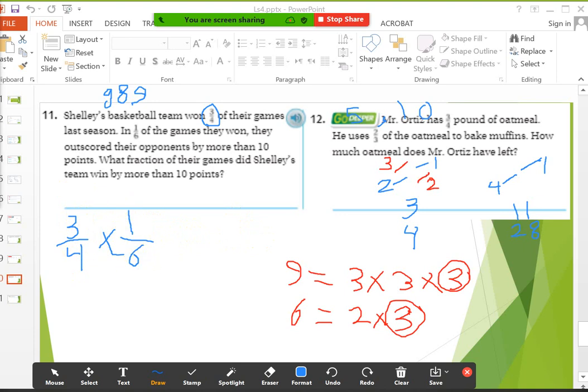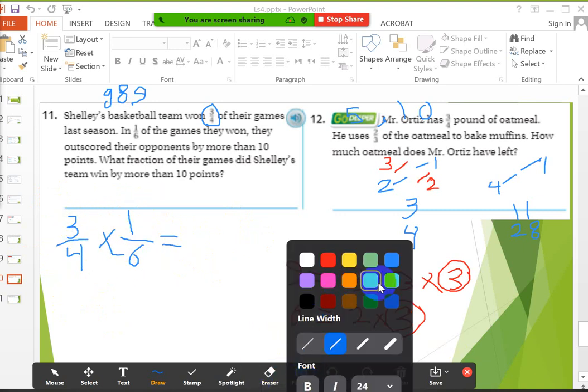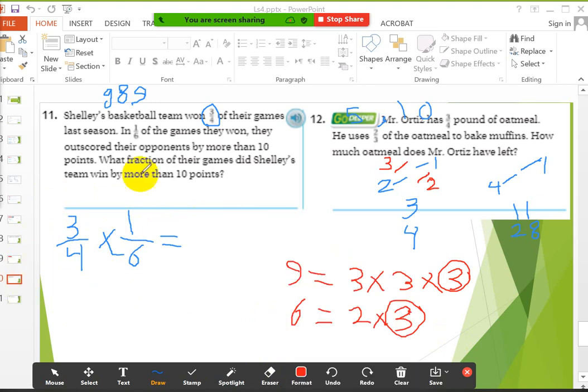Where are you, Arwa? I want you to help me with multiplication, not in reading. Okay, 3 over 4 multiply 1 over 6. First thing, I have to simplify the fractions before multiplication. That means which numbers will I choose to simplify.